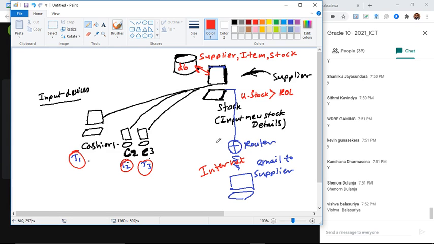This is the internet process. Through the internet you are ordering the items. Can you understand this one?